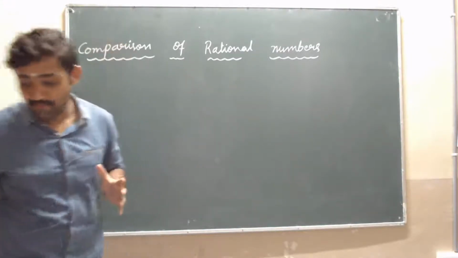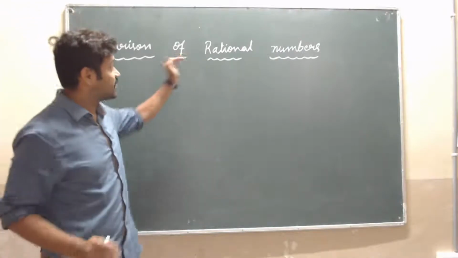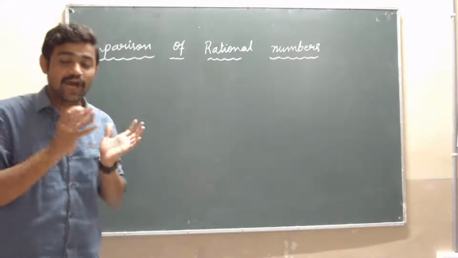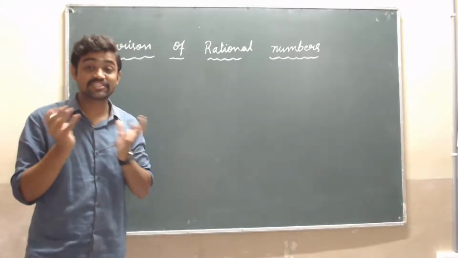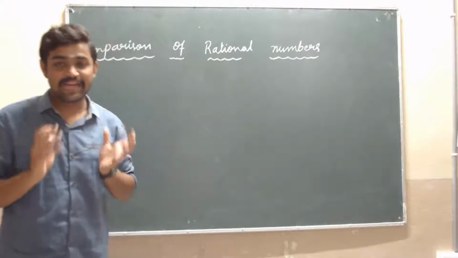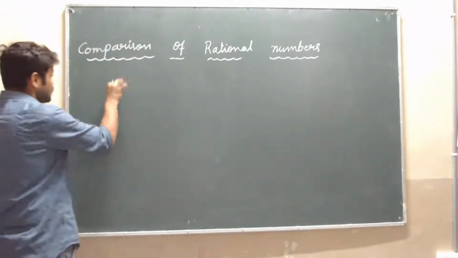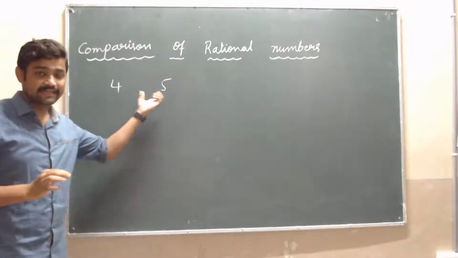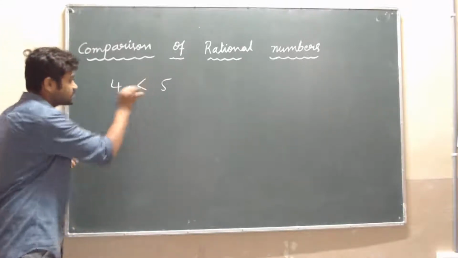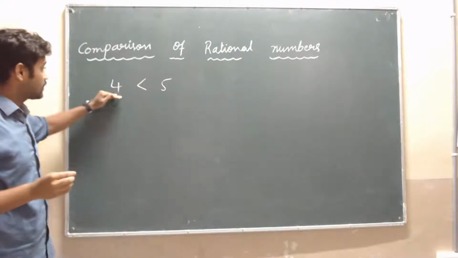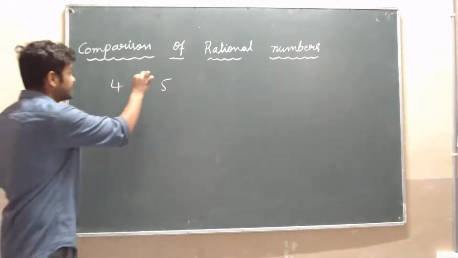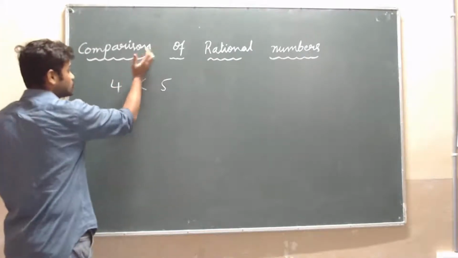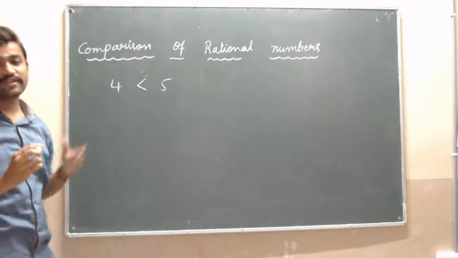Before starting the comparison between rational numbers, I will explain from the basics, that is, how to compare natural numbers. Suppose 4 is there, 5 is there. Which one is smaller here? Yes, we know that 4 is smaller than 5. We will use this symbol to show which one is greater and which one is smaller.